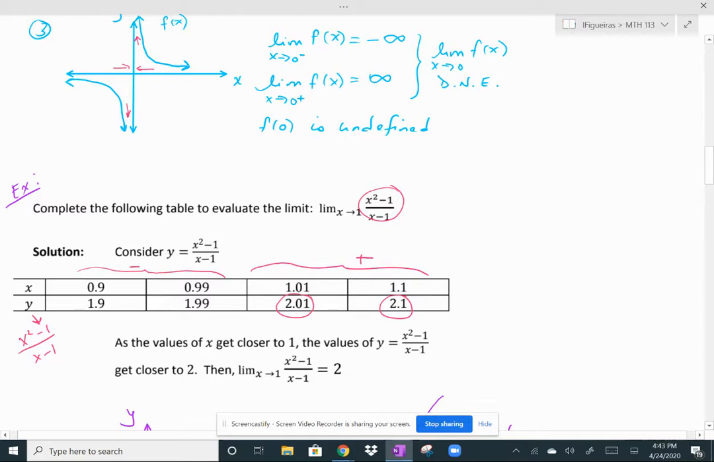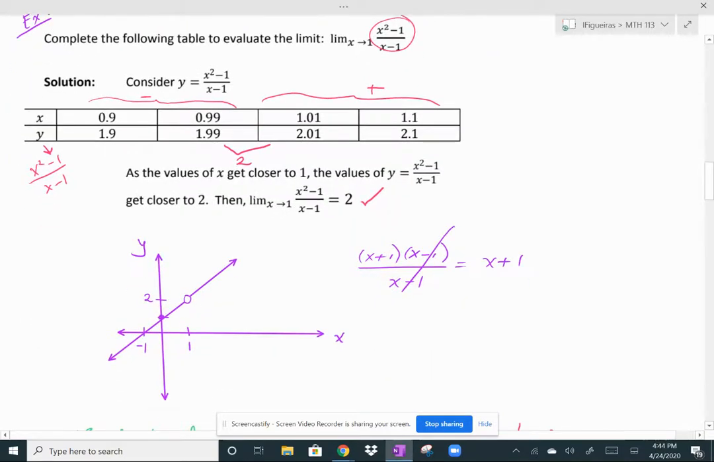So what that means is the closer you get to 1 from the left side and the right side, it looks like my y value is getting closer and closer to 2. So that's what you conclude to be your limit value. Now, if I take this same example and I graph it, you can actually see it in a graph. So a little trick for graphing a rational function like this: if I took that rational function and I were to factor it, the numerator factors as the difference of perfect squares into x plus 1 and x minus 1.